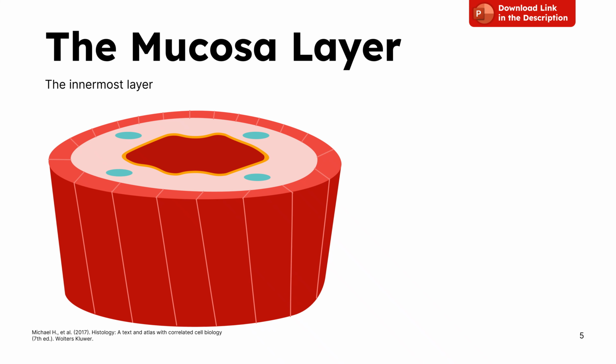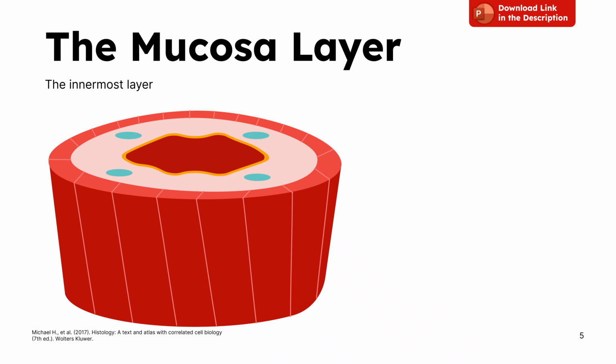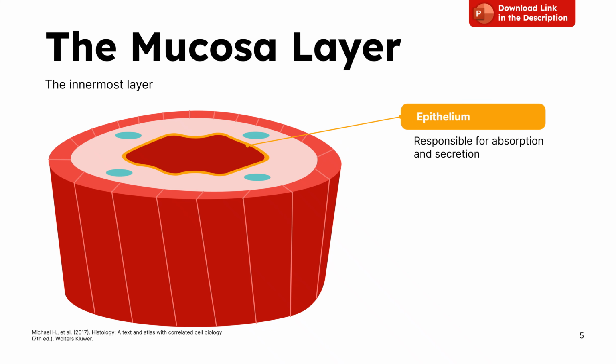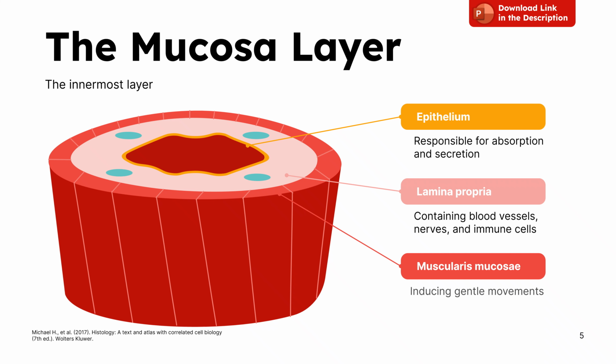The mucosa layer, the innermost layer of the gastrointestinal tract, plays a pivotal role in nutrient absorption and immune defense. This layer is composed of three distinct sublayers. First, the epithelium. This surface layer is directly responsible for absorption and secretion processes, facilitating the exchange of nutrients. Second, the lamina propria, a connective tissue layer containing blood vessels, nerves, and immune cells. Finally, the muscularis mucosae. This thin muscle layer enhances the mucosal surface by inducing gentle movements, promoting efficient absorption and secretion along the GI tract.